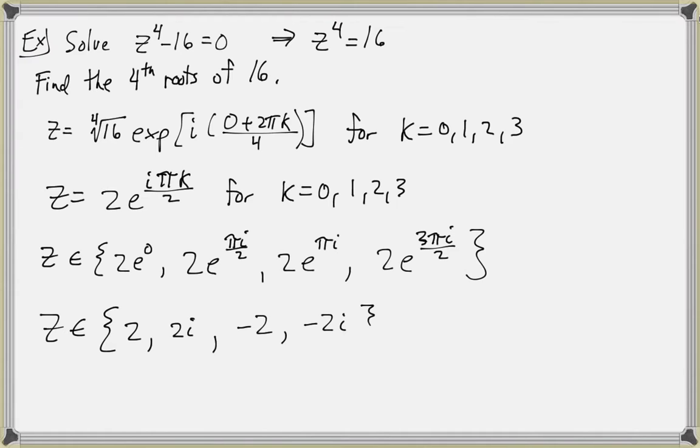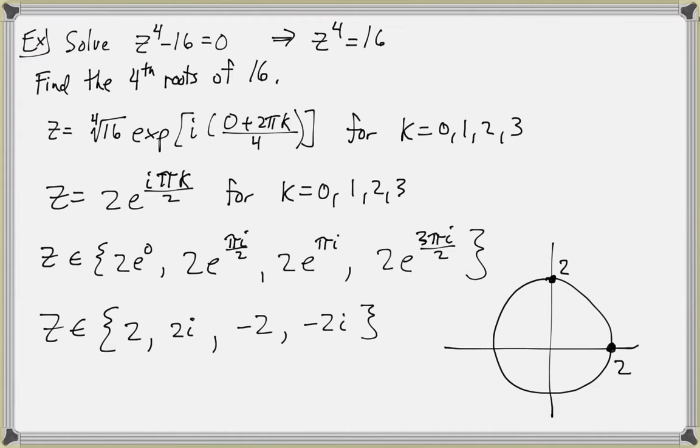And so just to illustrate the fact that these roots all lie on the circle and they're equally spaced, they'll all be centered at the origin on the circle with radius 2. So we have 2, 2i, minus 2, and minus 2i. We see they are all equally spaced around the circle centered at the origin with radius 2. These would be the fourth roots of 16.